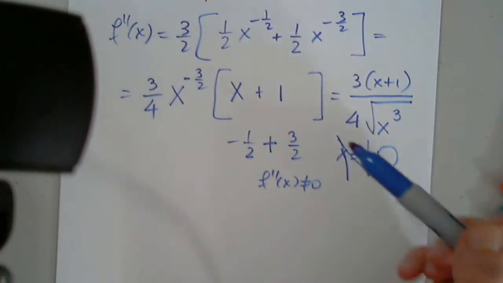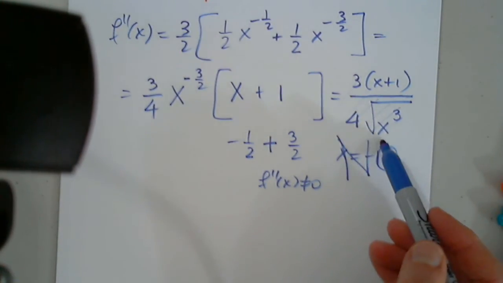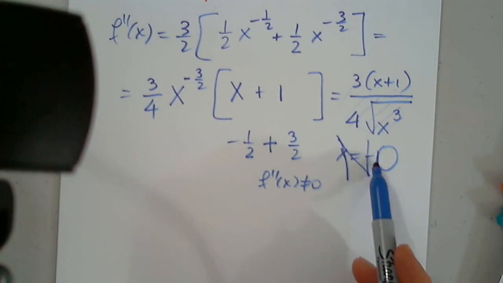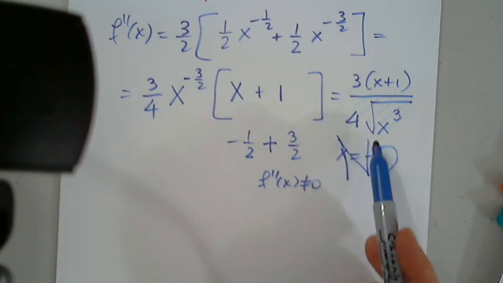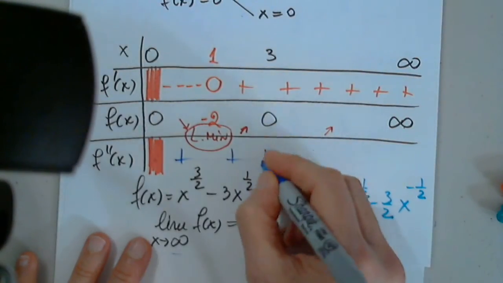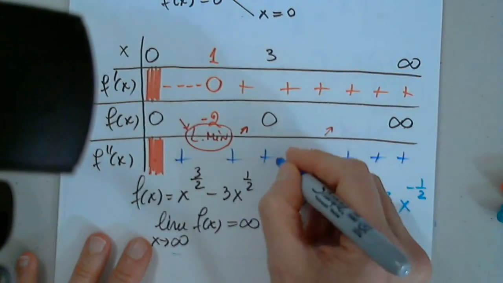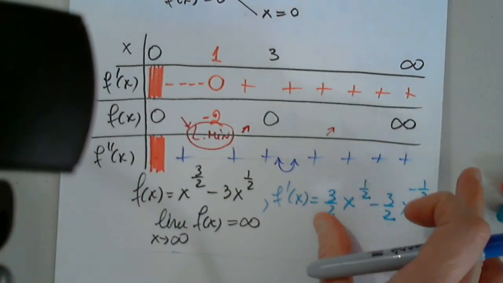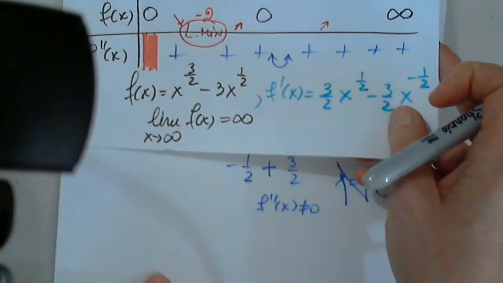So then all this is positive because x is positive, and x plus 1 is positive because the x-intercept of that is at negative 1. So to the right-hand side all is positive. So this is done, no inflection point. The function has to open up at all times. Now we're ready. That's it.